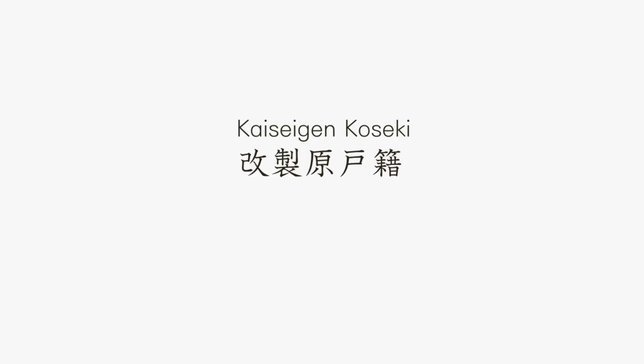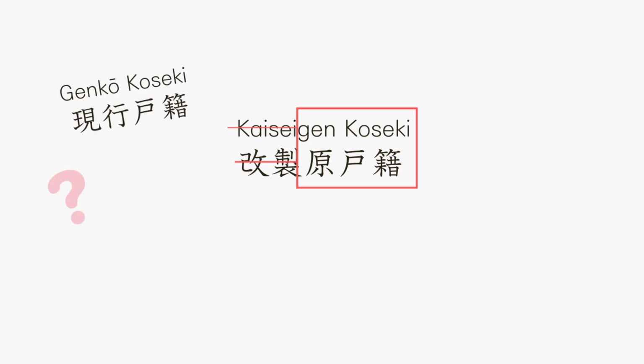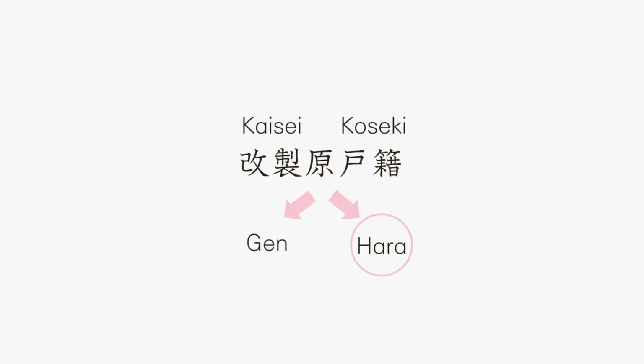Before we talk about the different types of this koseki, let's take a moment to address why it has two different names, Kaiseihara koseki and Kaiseigen koseki. Kaiseigen koseki is actually the more correct form of reading this kanji, but if you say gen koseki without the kaisei part, it can be confused with the genko koseki or gen koseki, which are the current koseki. Because we don't want to confuse these different types of koseki, this kanji is frequently read hara.